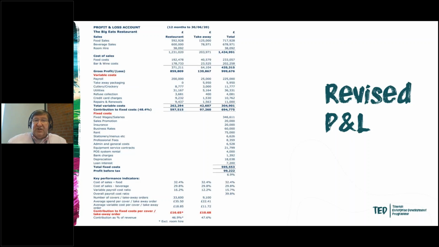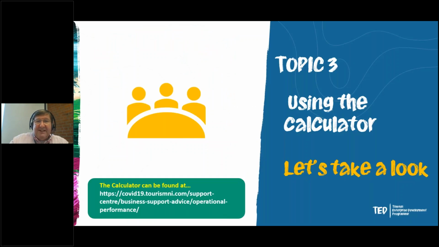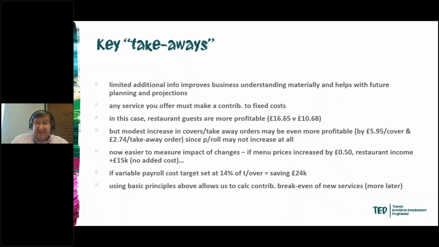So those simple changes, looking at it from the point of view of the contribution rather than just cost of sales and gross profit, give us a degree of confidence that what we're doing here actually starts to cover the fixed cost in the business and helps us generate a profit. So I suppose, no pun intended, the key takeaway from that very simple realignment of your accounts is that with very limited additional information, which you probably have to hand anyway, you will materially improve your understanding of how your business functions and will help you in terms of looking forward, which is critically important at this time.